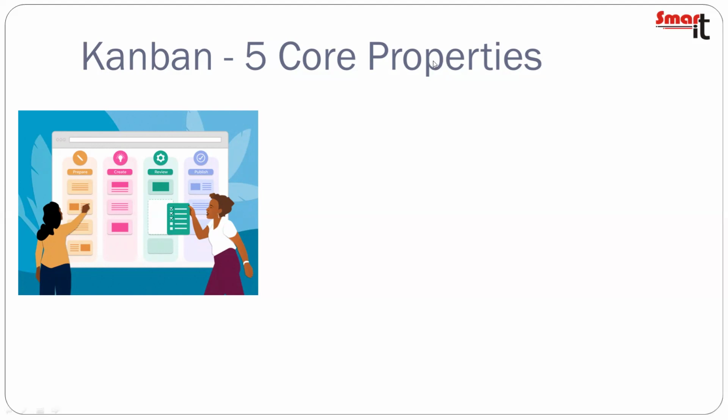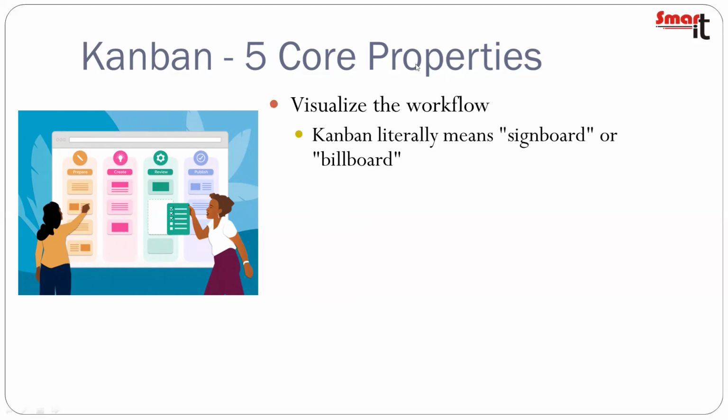So that is why that word is also like that, Kanban, right? Then there are once again five core properties. So let's look at what those core properties are, the properties of this Kanban software development. One thing is visualize the work.